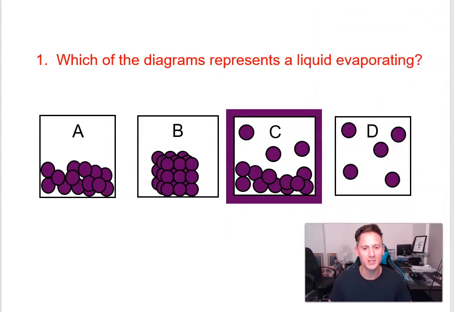A couple of quick questions. Which of these diagrams represents a liquid evaporating? A, B, C, or D? The answer is C. I've already got it highlighted so you can tell. How can you tell that it's C?